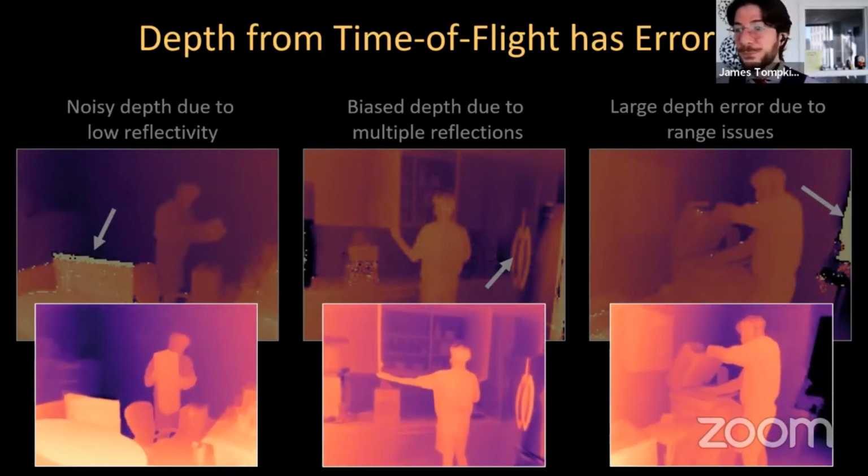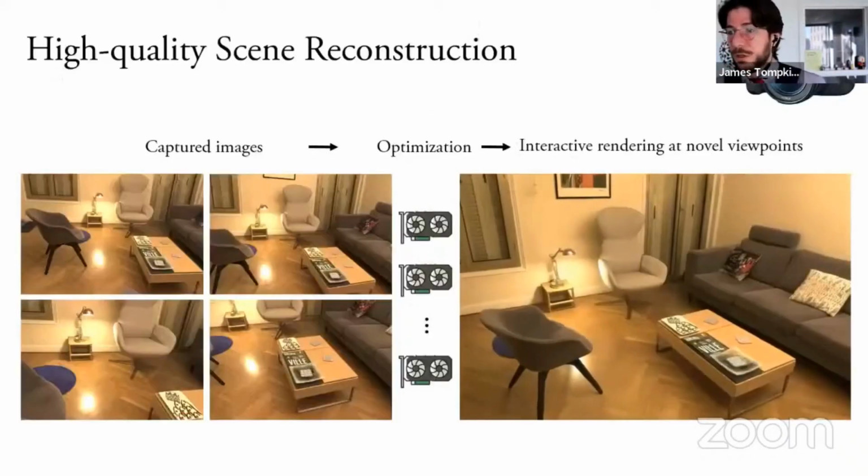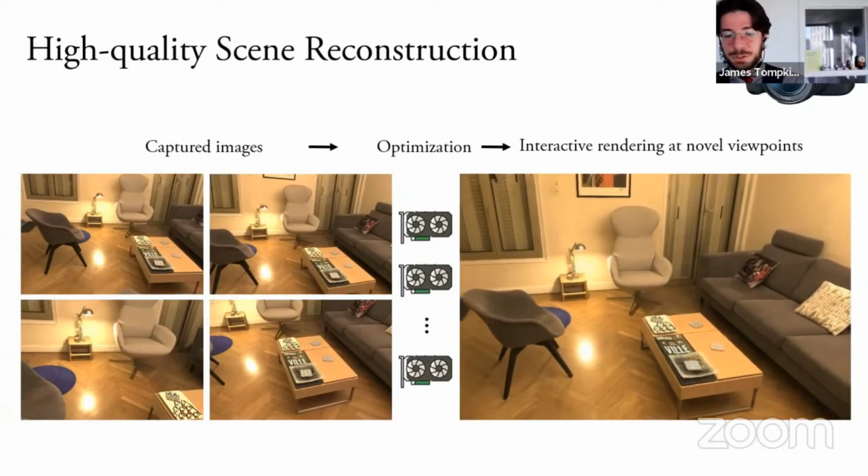Okay, so this gives you an idea of how you might take a new kind of sensor and implement a different kind of forward map within a volume rendering approach within a neural field-based optimization. So now let's look at the hybrid scheme for scalability.